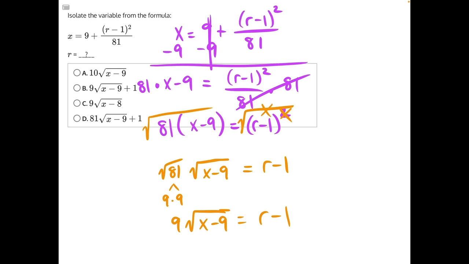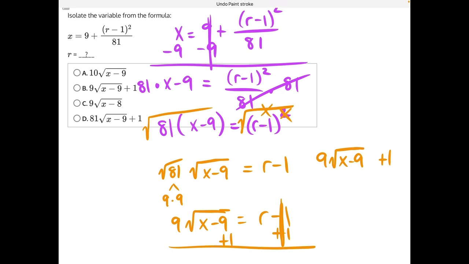From here, 1 is being subtracted from r, so we need to do the opposite and add 1 to both sides. These ones will cancel, leaving us with 9 square root x minus 9 plus 1, and this plus 1 is going to be outside of this square root radical, and that is equal to r, making answer choice B our correct answer.